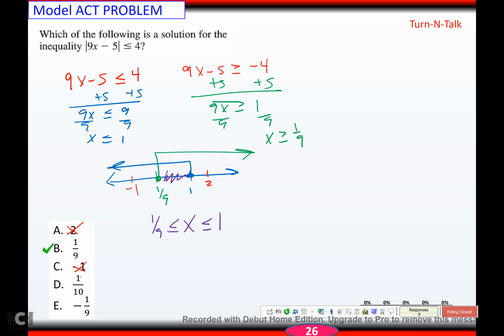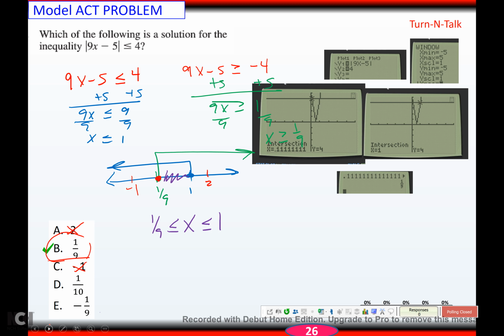1/10 is... 1/9, 1/10. 1/9 is included because of the bar. So because it is an "or equal to" problem, the 1/9 is included, and that's my solution. So I don't need to check the rest of them if I don't want to. Alright, and again, you can do it on the calculator, but like I said, I think it's a lot more work to do it on the calculator than it is just to do it by hand.